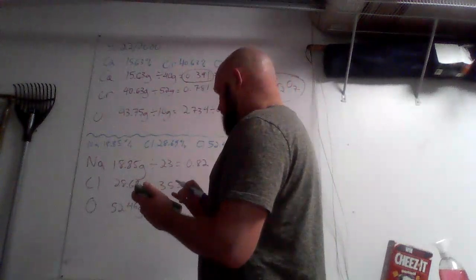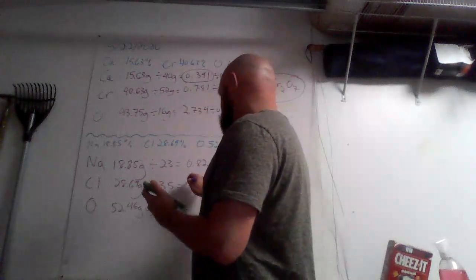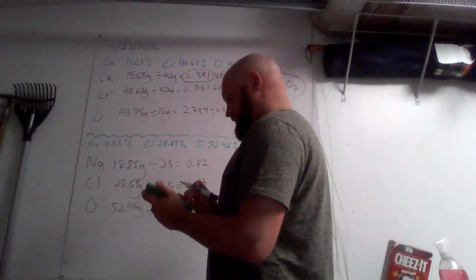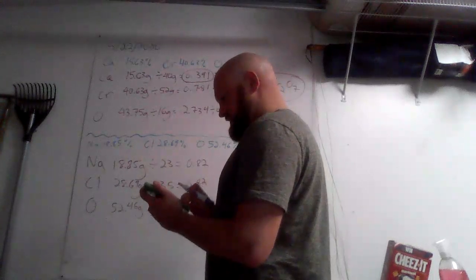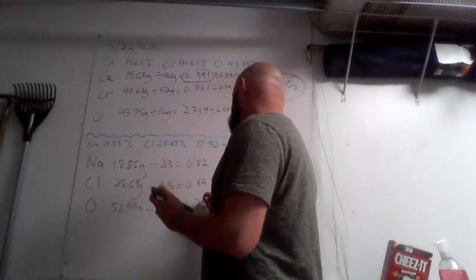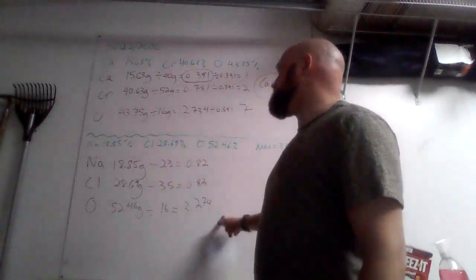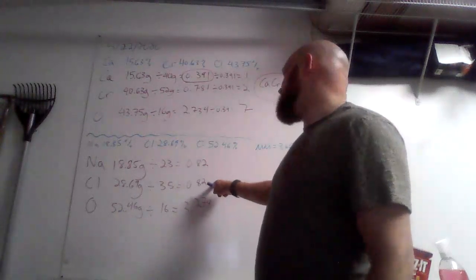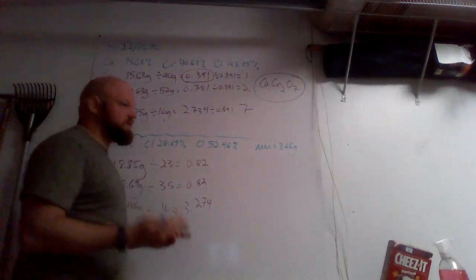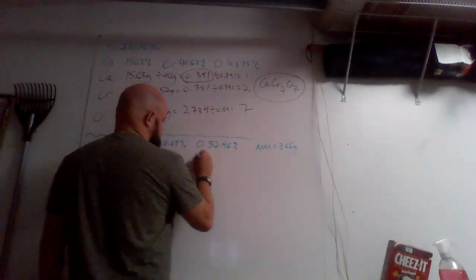28.69 divided by 35 will give me 0.82 again. And 52.46 divided by 16 is going to give me 3.279. Here's where people make a mistake once again. They round these numbers. You have to divide by the smallest. You're not done yet, because you're going to get numbers that come out almost to even whole numbers, or they will be exactly. So it doesn't matter which of these you choose as your smallest one.